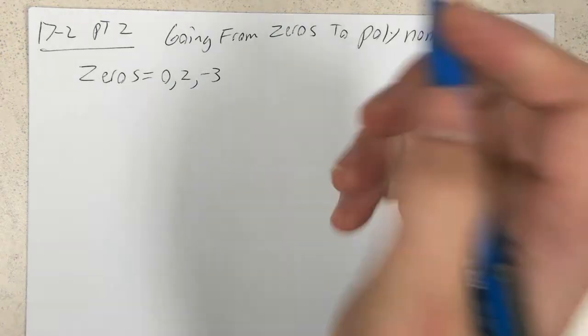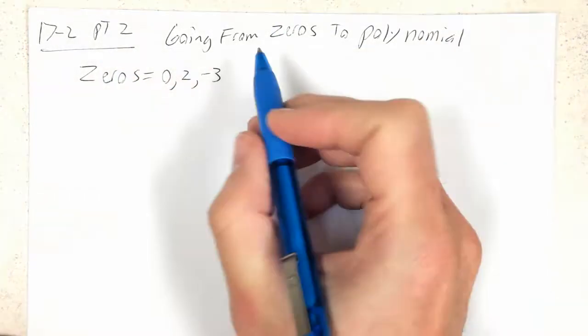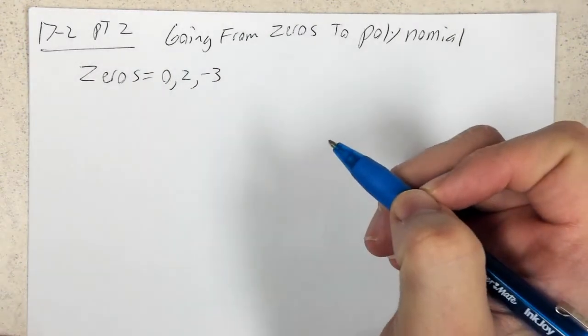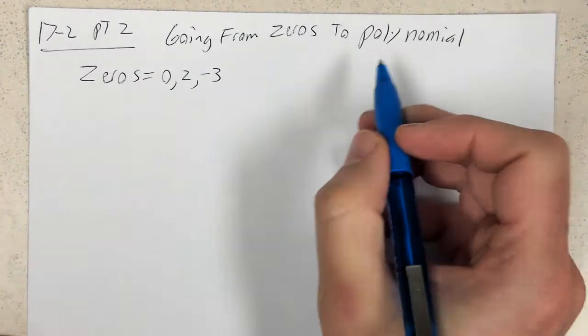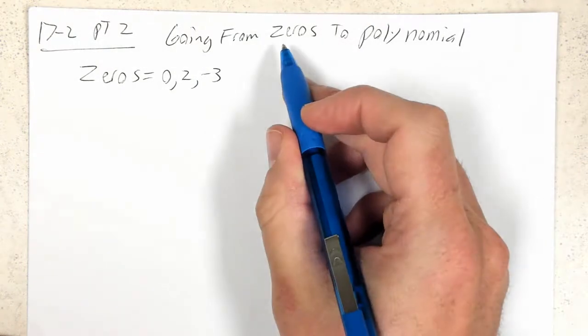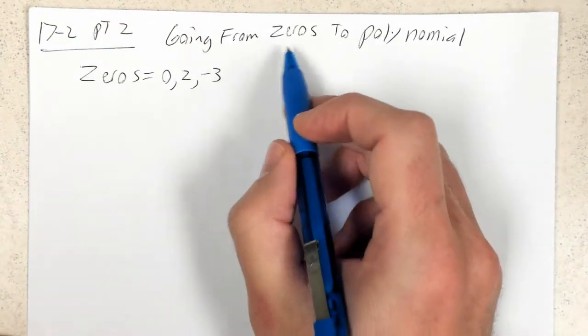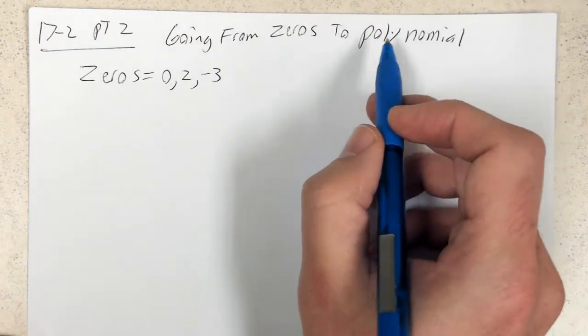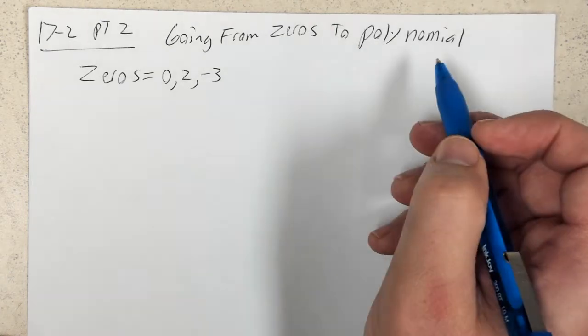Okay, so this is part 2. We're doing the opposite of what we were just doing. We were just going from the polynomial to find the zeros, and now we're starting with the zeros and trying to work backwards to what polynomial gave us those zeros.